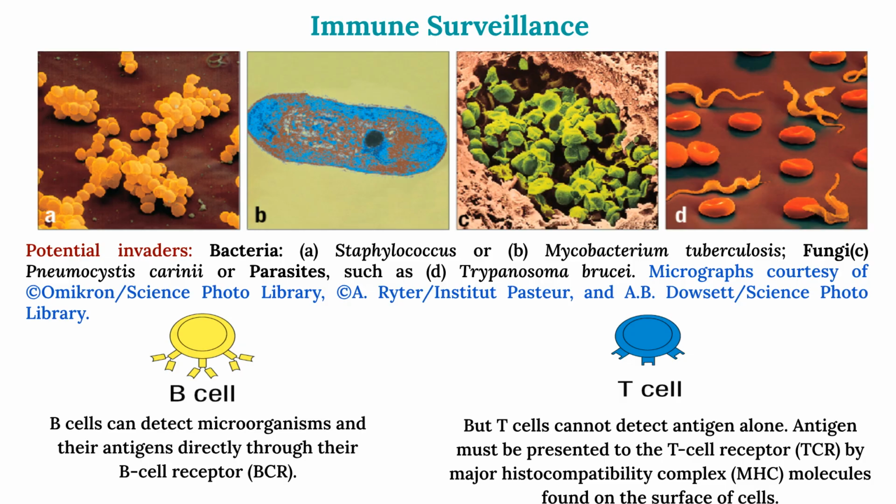B cells can directly detect microorganisms and their antigens. T cells, however, require antigens to be presented by MHC molecules on cell surfaces. This allows for immune surveillance against potential invaders like bacteria, fungi, or parasites.